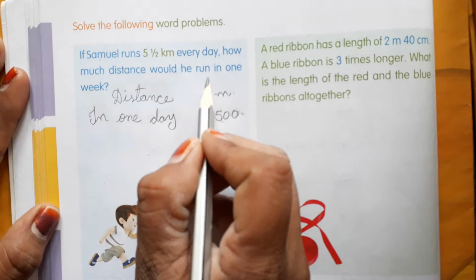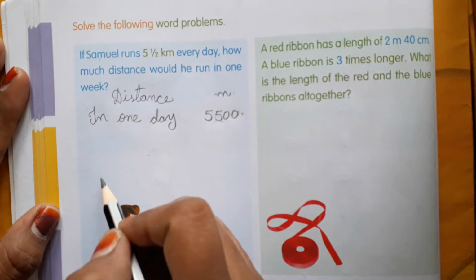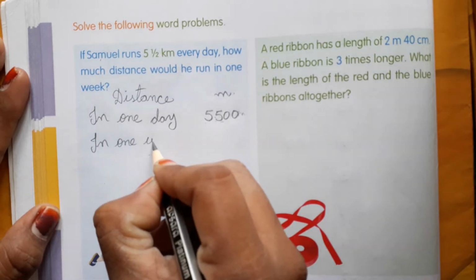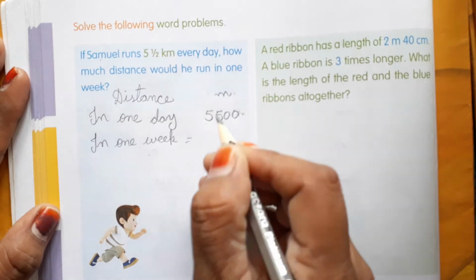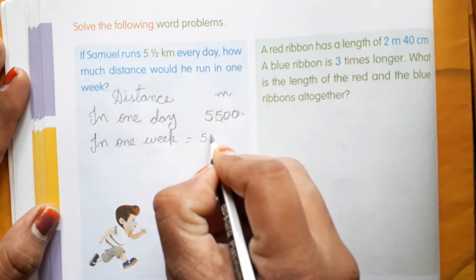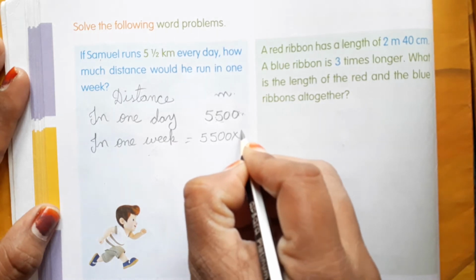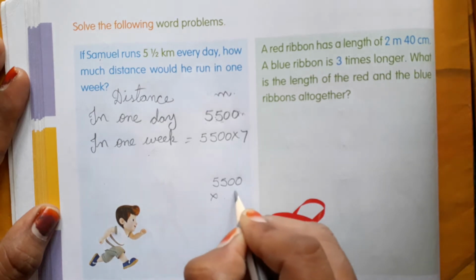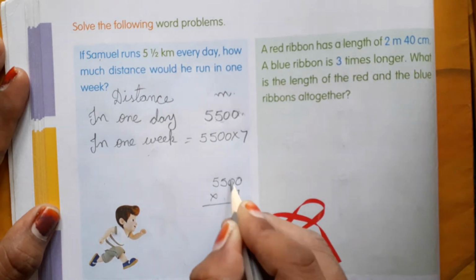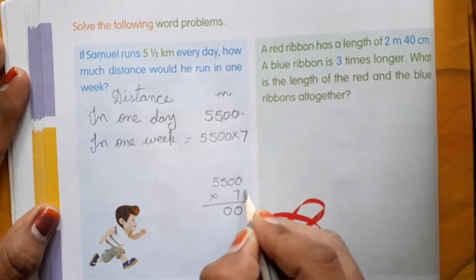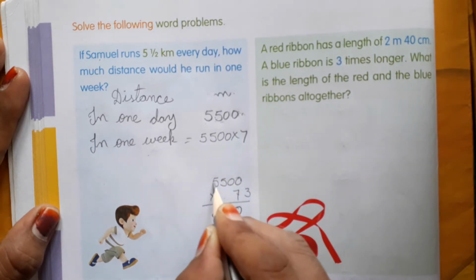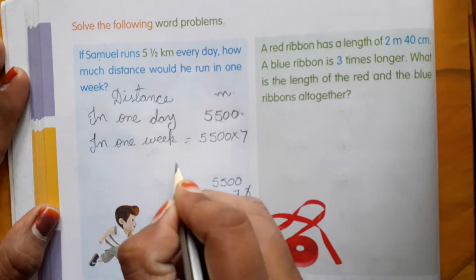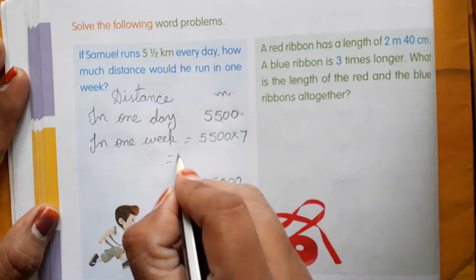Next, they are asking for how many days? 1 week. 1 week has how many days? 1 week has 7 days. So 5500 into 7. Multiply here. 7 zeros are 0. 7 fives are 35. 35 plus 3, 38. So 38,500.